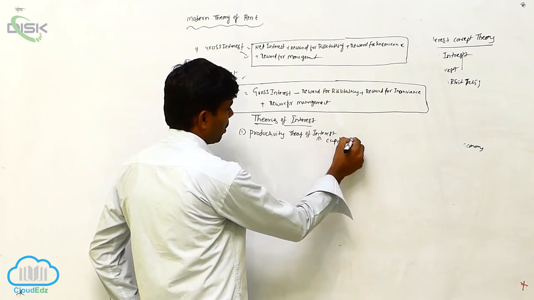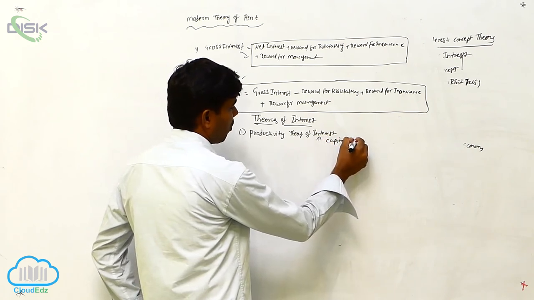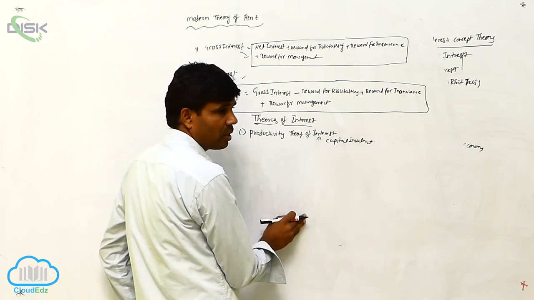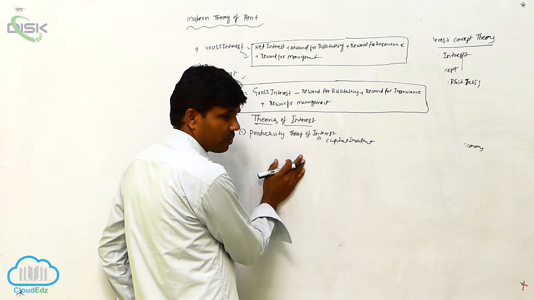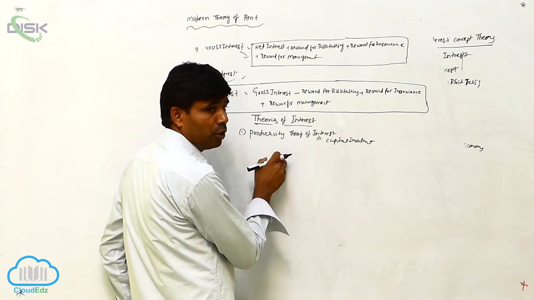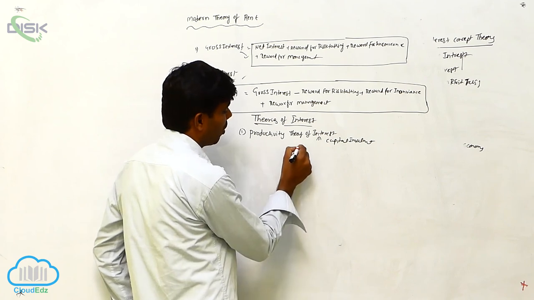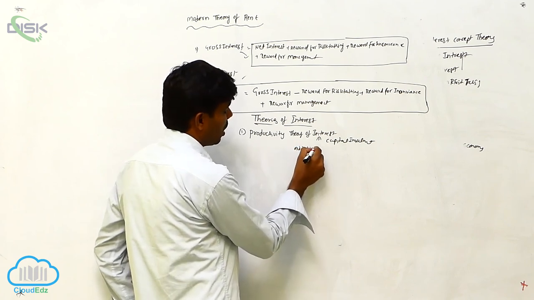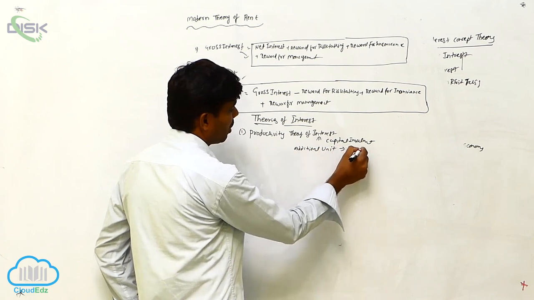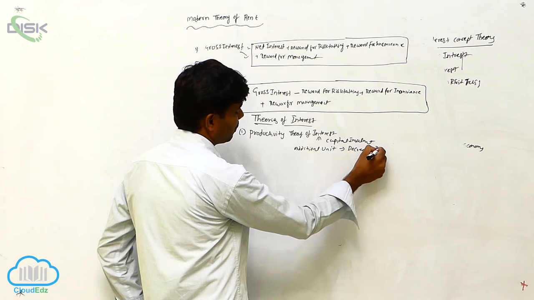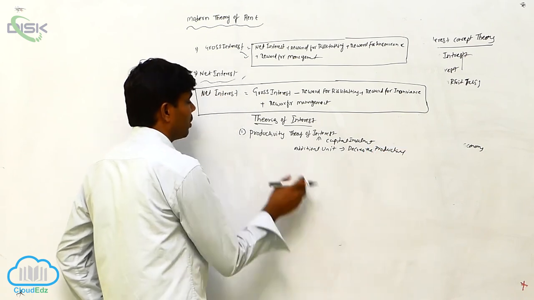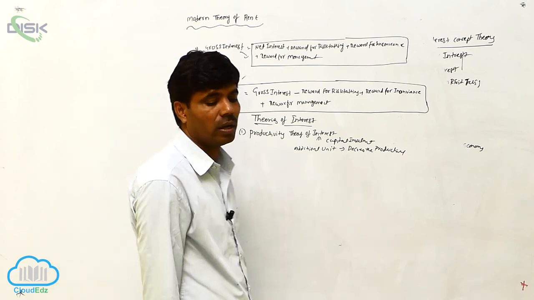Capital involvement. So what will happen? At a certain stage the productivity will be increasing. But when you use additional units, what will happen? It decreases the productivity. This is the theory of interest.